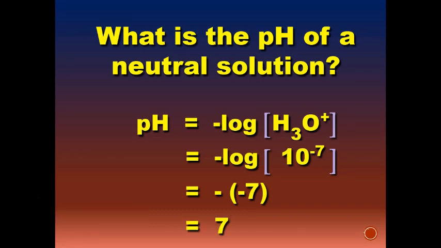Now let's see how we actually work through the complete calculation step by step. We start with our pH formula and substitute in the hydronium ion concentration for a neutral solution, which is 10 to the -7. When we take the logarithm of 10 to the -7, we get -7. Then we apply that negative sign in front, which turns -7 into +7. This walkthrough shows you the mathematical pathway that gives us that pH value of 7 we talked about before.